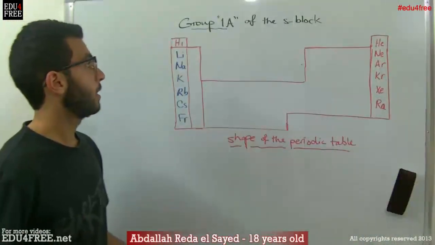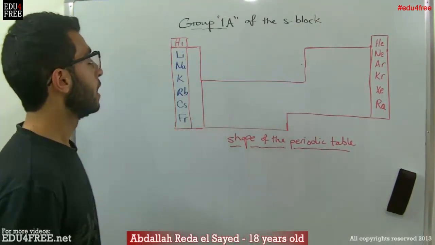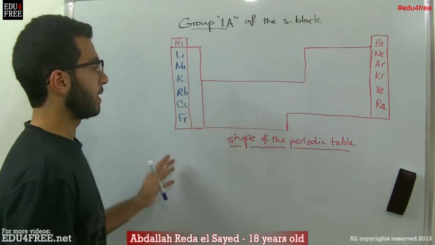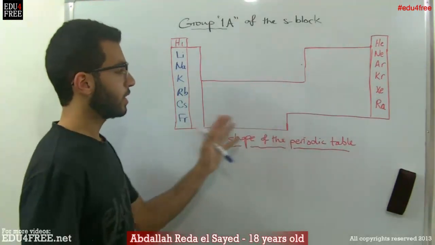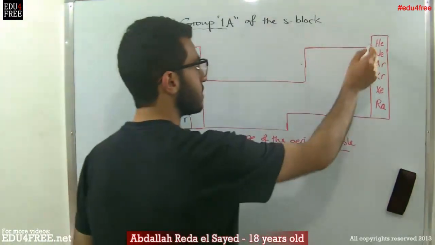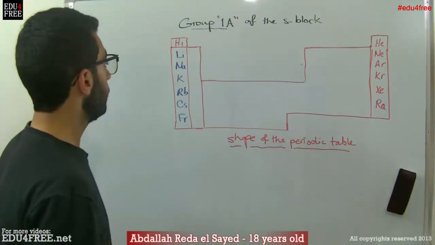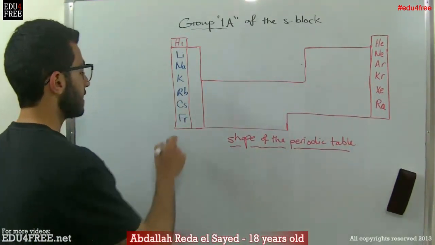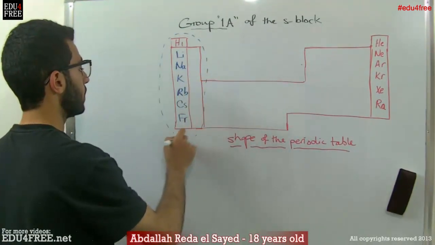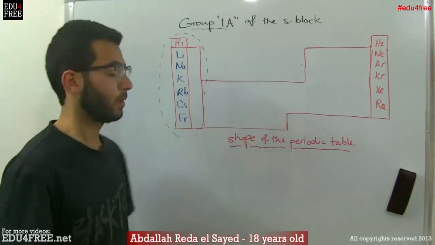Today we'll begin talking about the elements of the S block in chapter 4 in chemistry. So we will begin with group 1A in the periodic table. This is the general shape of the periodic table. Here we have the inert gases at the right end of the periodic table. And then we have here the S block. This is the block which contains the elements that end with an S orbital.